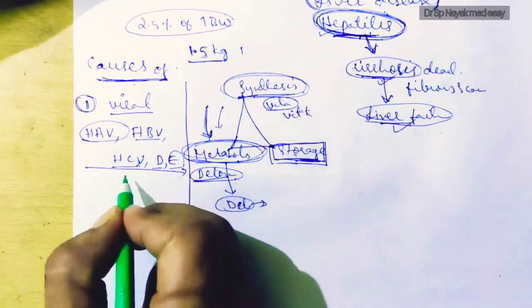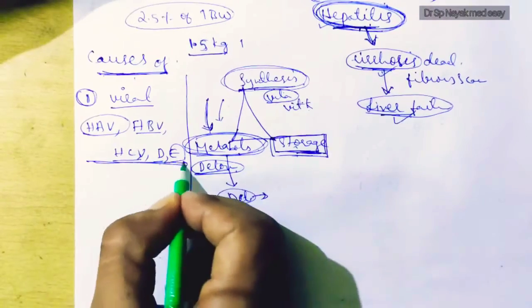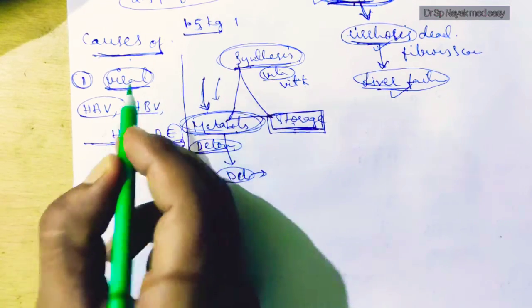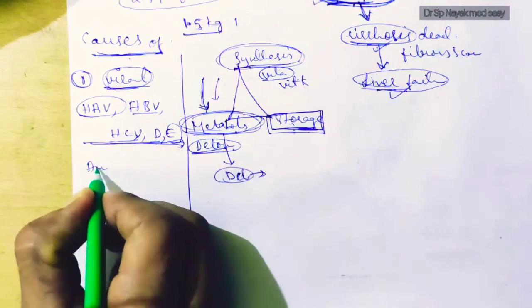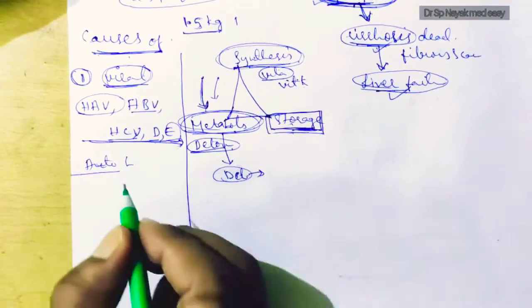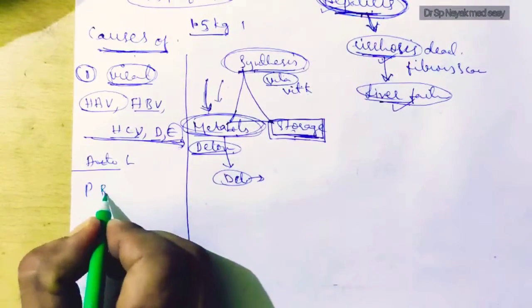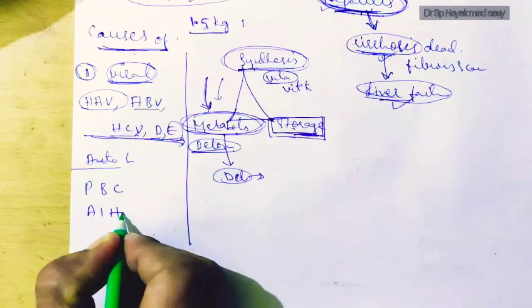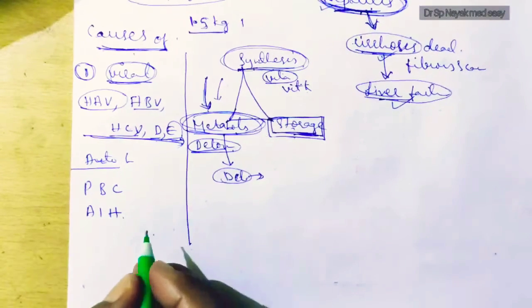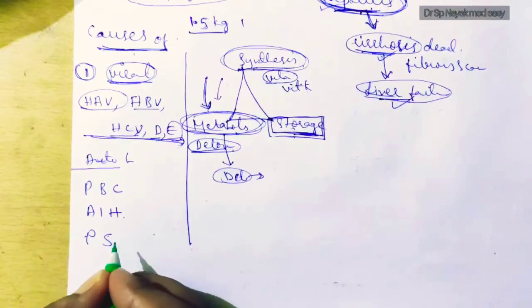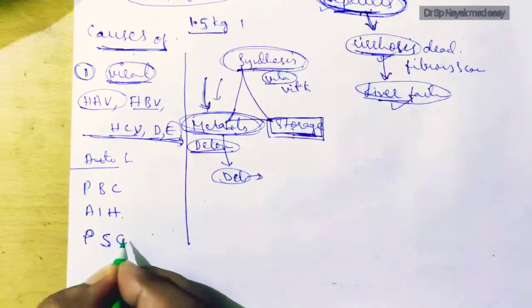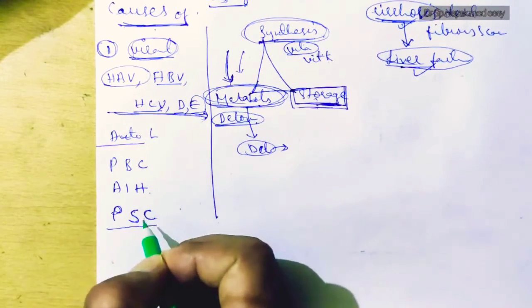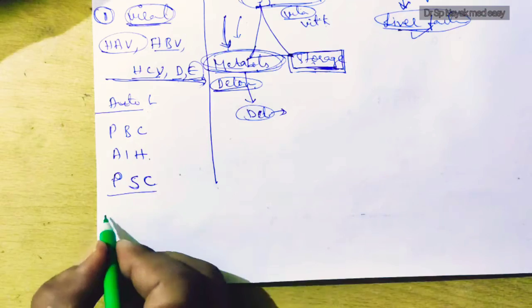I will discuss these viruses in later classes. The first major cause of hepatitis is viral, and the next one is autoimmune disorder. In autoimmune disorders, primary biliary cirrhosis is one autoimmune disease, and we have autoimmune hepatitis, another disease that causes hepatitis. We also have primary sclerosing cholangitis, another autoimmune disease that causes hepatitis. So these are autoimmune disorders that cause hepatitis, and we have vascular abnormalities.